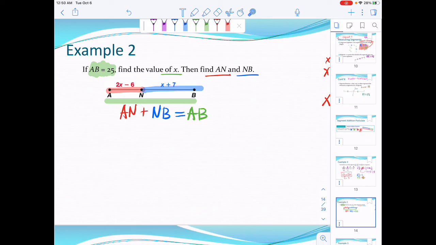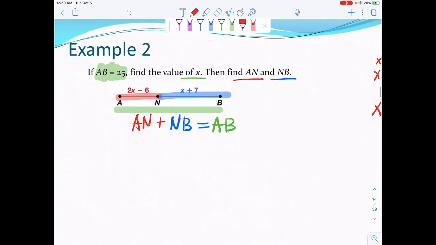Yeah, that makes sense. So at this point, press pause, find the 3 things that we need, which are x, AN, and NB. Press pause, please. Great. I believe you pressed pause. So I'm going to go ahead and finish up the problem for you to check your work. And so let's go ahead and do that. Well, the algebraic equation that you were supposed to write was 2x minus 6 plus x plus 7 is equal to 25. You can't forget that information's up there in the statement.